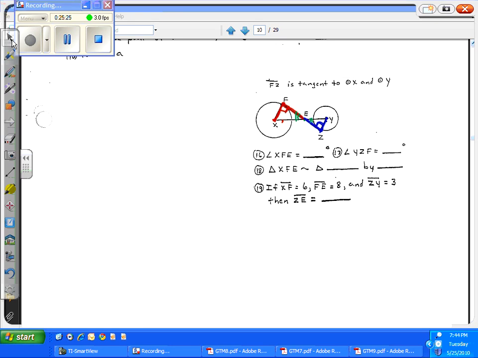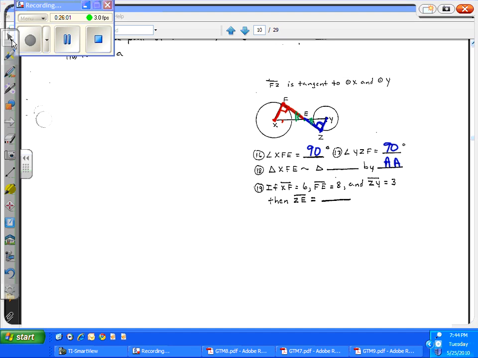The two angles at E are equal to each other because they're vertical. All of a sudden, we have two angles of one triangle equal to two angles of another. Therefore, those triangles are similar by angle similarity. That takes us back to chapter 7. We're going to name that similarity. Well, first of all, let's name the angles. Angle XFE was 90 because the radius is perpendicular to the tangent line at the point of tangency. YZF is 90 for the same reason.